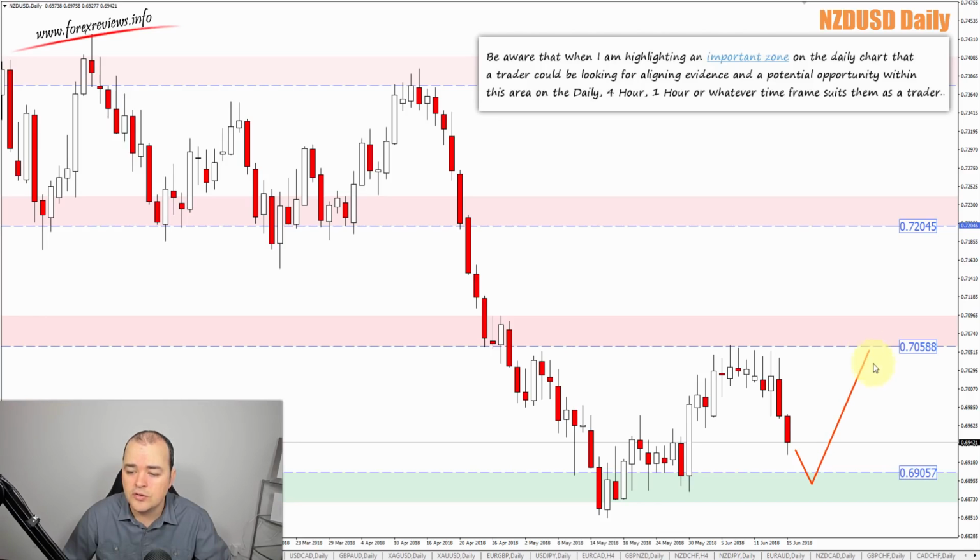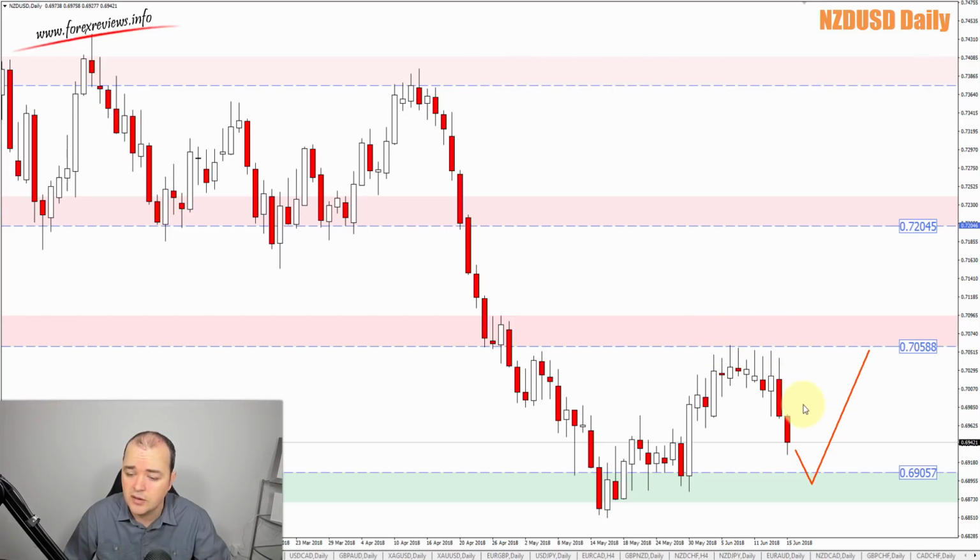So overall on New Zealand USD, holding the 69 zone area as a potential target area to the downside for all those people holding a sell position on this market from the 70.58 zone area.